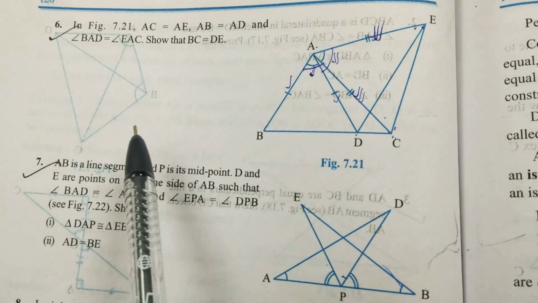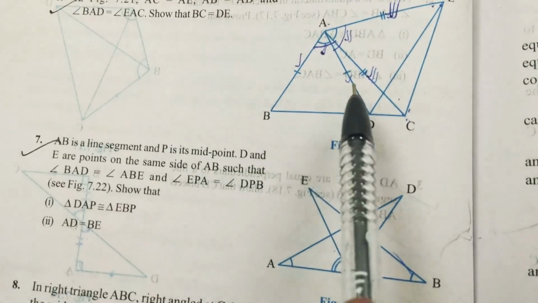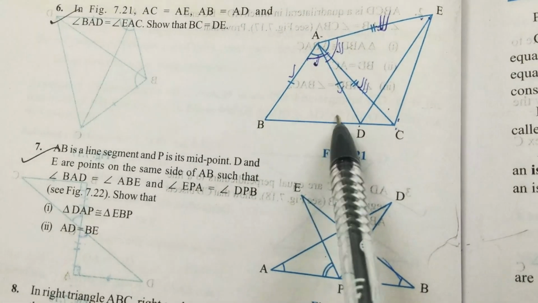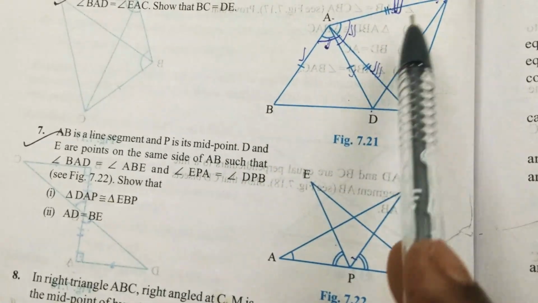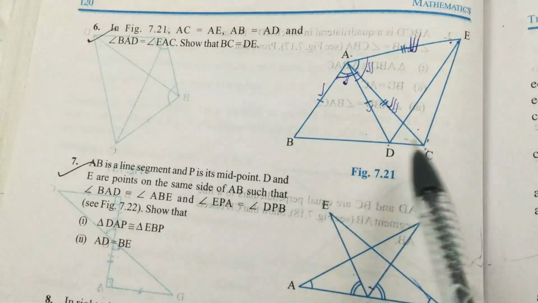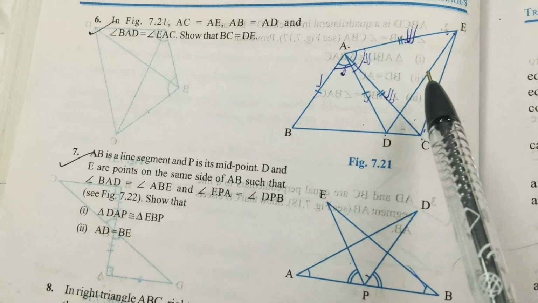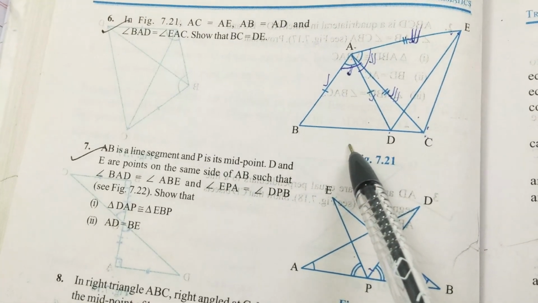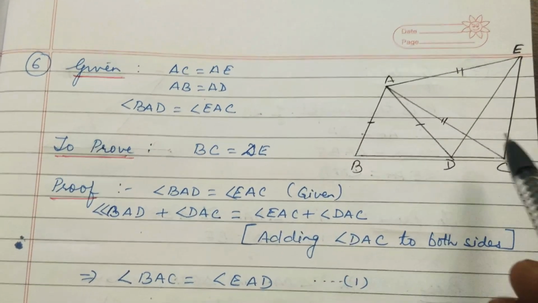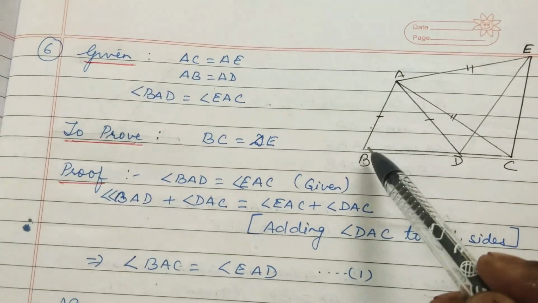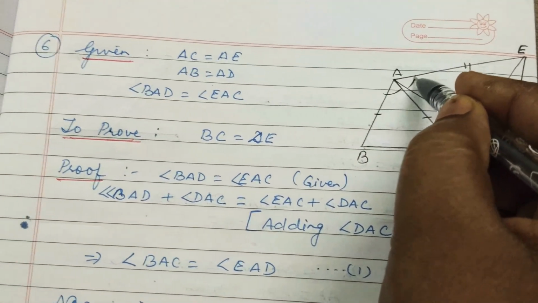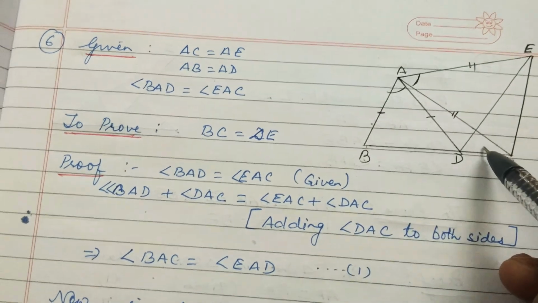Now, let us see question number 6. It is given that AC equals AE, AB equals AD and angle BAD equals angle EAC. We have to show that BC equals DE. So, let us prove this question also. It is given that angle BAD, this angle, is equal to this angle EAC. This is the given part.